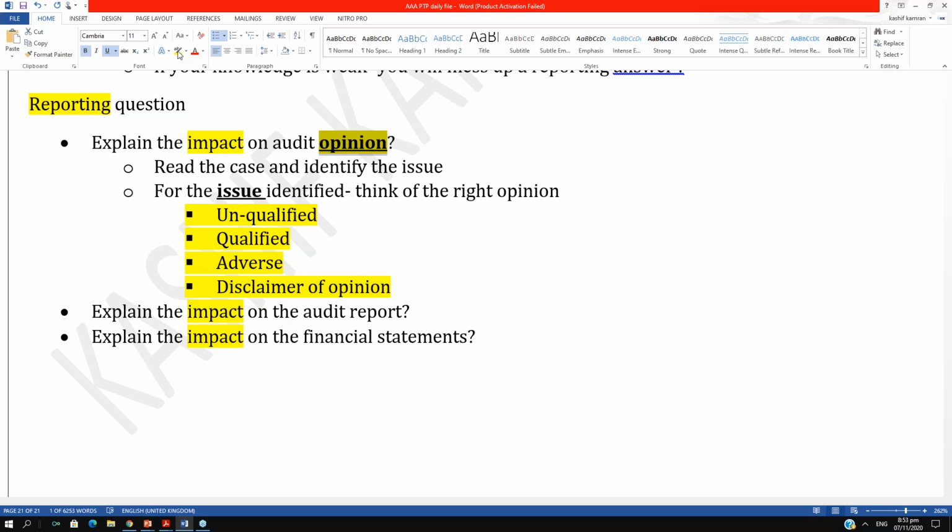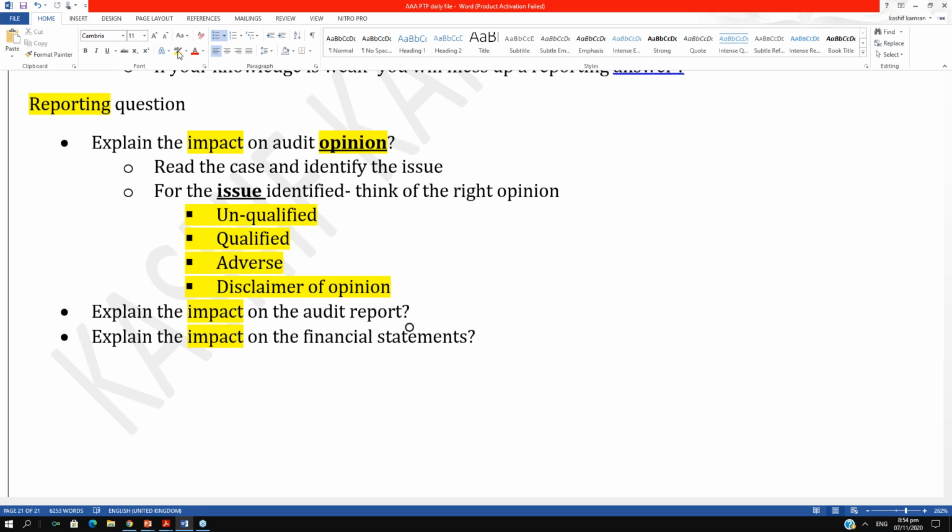So when the question asks for impact on opinion, will you know the radius of your answer? If anyone mistakenly writes emphasis of matter paragraph, will that be wrong in the first requirement? If someone writes key audit matter in the first requirement, will that be wrong? If someone writes material uncertainty relating to going concern in the first requirement, will that be wrong? Yes.